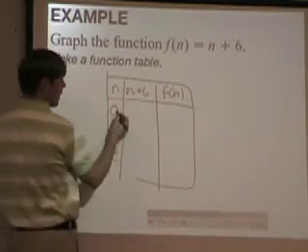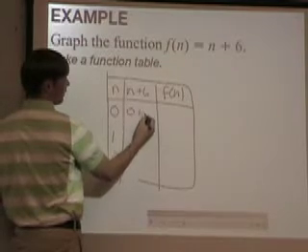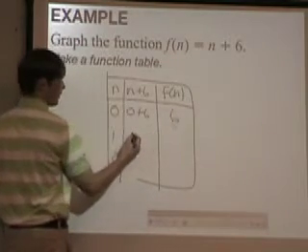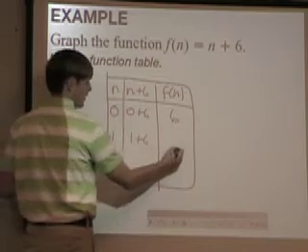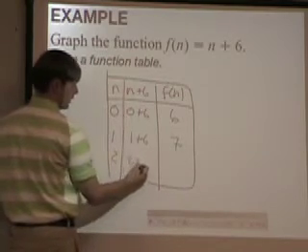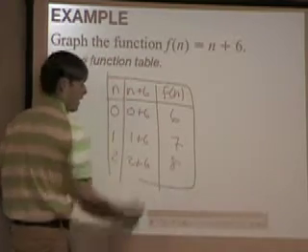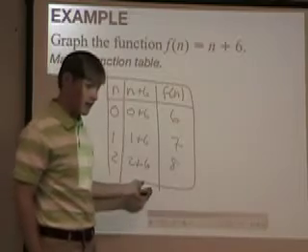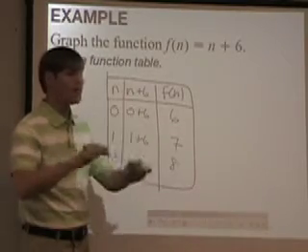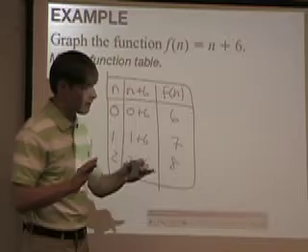Now we need to plug it in. I plug 0 in for N. 0 plus 6 is 6. 1 plus 6 is 7. 2 plus 6 is 8. So that's what we did yesterday, putting it in a function table. But our step today, are you with me so far?